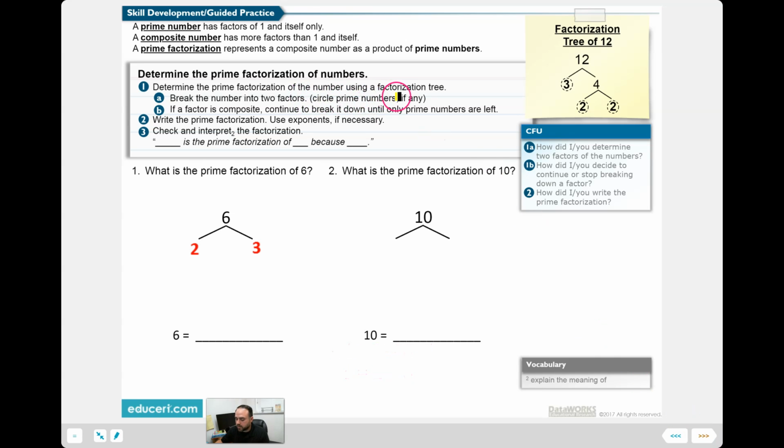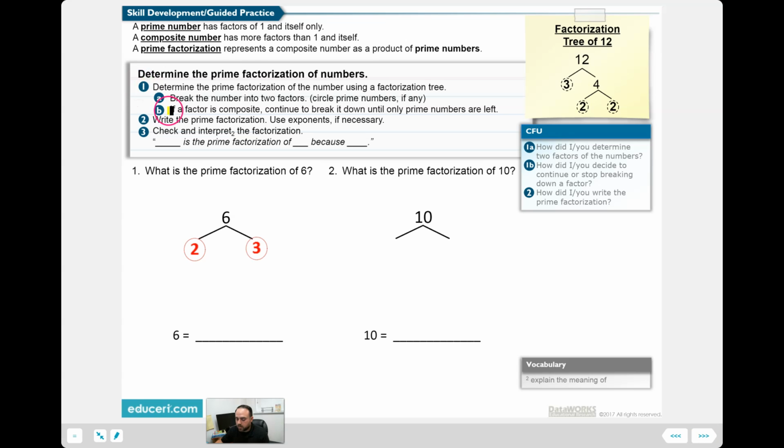Circle prime numbers if any. 2 is a prime number because there is no other way to multiply and get 2 other than 1 times 2, and we just said we don't use that pair. And that is the definition of a prime number, that there are no other pairs. So 2 is a prime number. 3 is also a prime number because there is no way to multiply and get 3 other than 1 times 3.